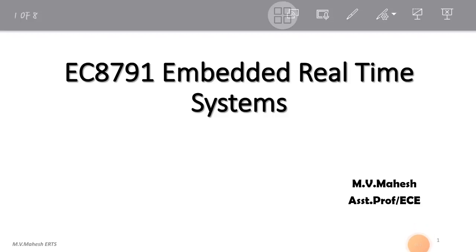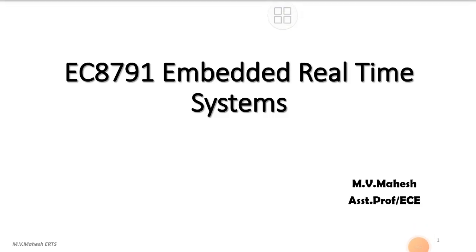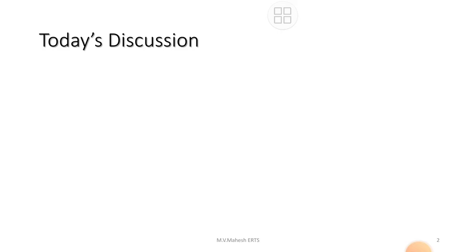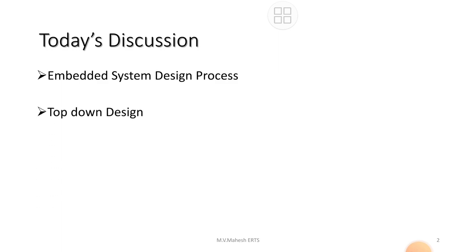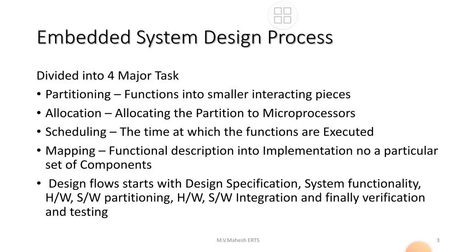So today we are going to see Unit 1 of Year TS, and today's topic for discussion is embedded system design process and its top-down design and bottom-up design. Now, majorly the design process has been divided into four major tasks.